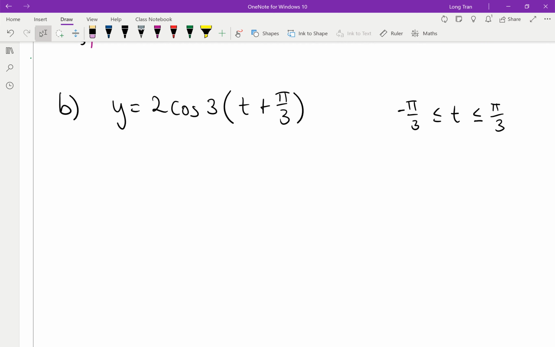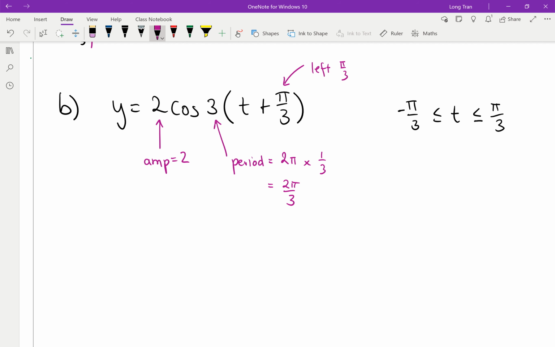Let's read what they've given us. They've given us 2, so that's the amplitude. Vertical stretch 2. The period changes now. Period is 2 pi times the reciprocal of 3, which is a third, so I know that the period now is 2 pi on 3. This tells me that I'm moving to the left by pi on 3.